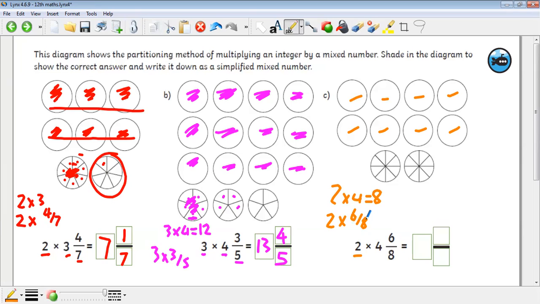So I'm going to count 6 twice basically. 1, 2, 3, 4, 5, 6. 1, 2, 3, 4, 5, 6. That's a whole one now. So that's 9 whole ones and 4 8s. And if you really want to, you could simplify that down because that's a half, like so.